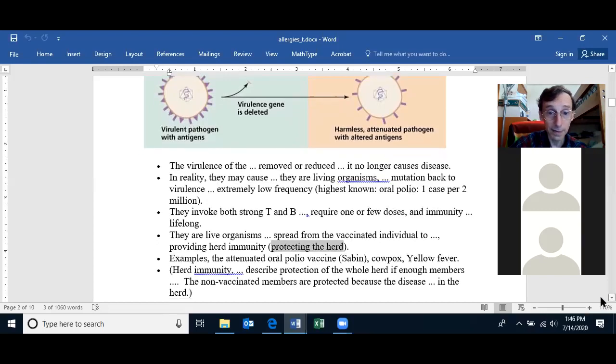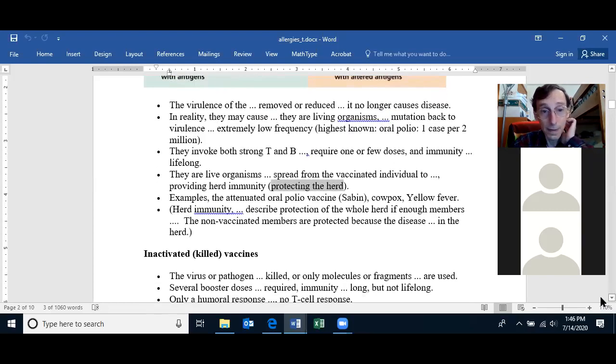Some examples of the live attenuated vaccine were the live attenuated oral polio vaccine, and I got it reversed, by the way. Sabin is the live polio vaccine. The cowpox vaccine against smallpox, that was a live attenuated vaccine. The yellow fever vaccine.